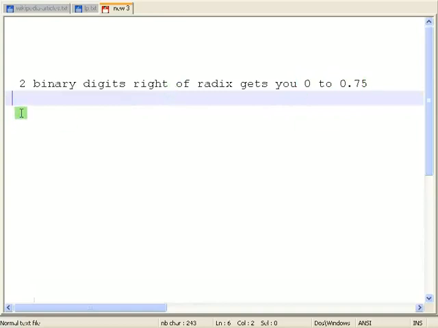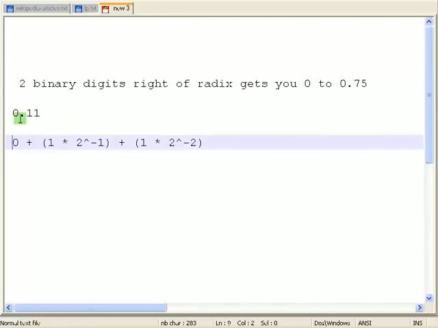If we have 2 digits right of the radix point in binary, then their maximum values are both 1 and 1. And this value is going to be 0 plus 1 times 2 to the negative 1 plus 1 times 2 to the negative 2. That is, this is how we convert to decimal. We use the same reasoning we did in decimal, we just changed the base to 2 instead of 10.